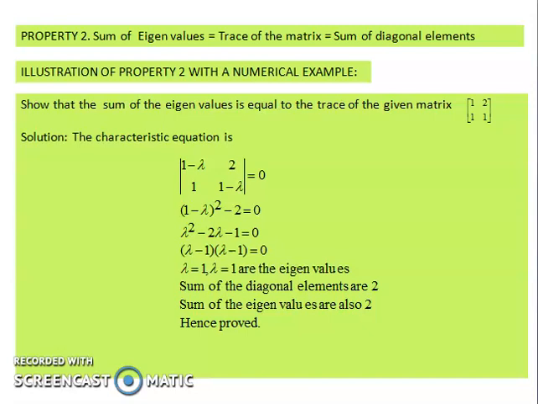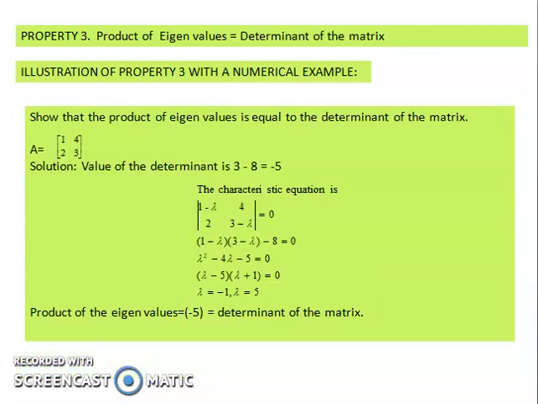Now I have to form the characteristic equation and determine the eigenvalues. So here I am getting a quadratic equation, lambda squared minus 2 lambda minus 1 equal to 0, and the eigenvalues are 1 and 1. So the sum of the eigenvalues is 2 and the sum of the diagonal elements is also 2. Therefore the sum of the eigenvalues is equal to the trace of the matrix.